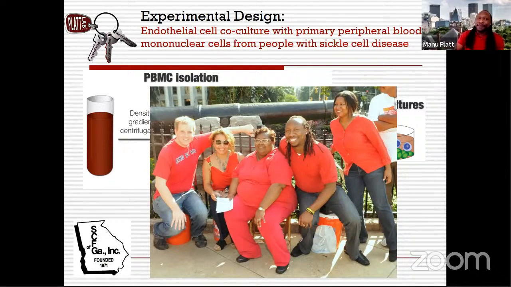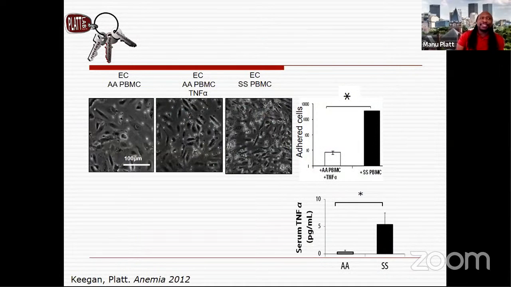So we actually were able to obtain blood. I work well with the Sickle Cell Foundation of Georgia. This is Philip Keegan, the student, and Ms. Richard was the lab technician there. So we would get blood from them, isolate the peripheral blood mononuclear cells, and then allow them to adhere to human aortic endothelial cells. And again, these are just repeating experiments others have done in the past.